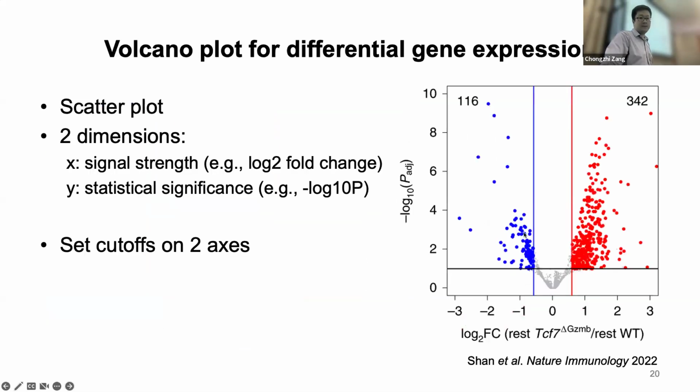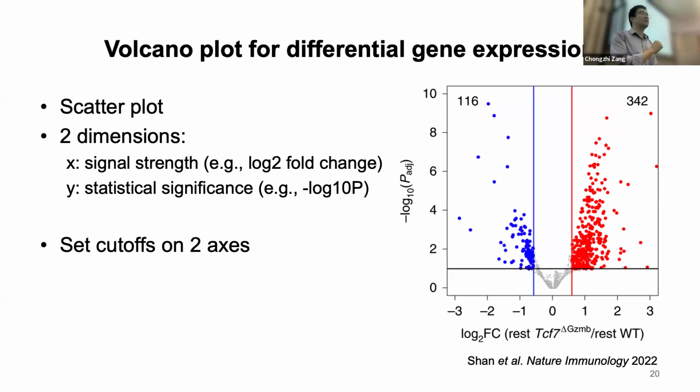Another type of plot that we usually see when representing RNA-seq, especially differentially expressed genes from RNA-seq analysis, is called a volcano plot. The volcano plot is just like a volcano explosion. There are two sides, usually with a valley in between. First, it's a scatter plot, and each data point usually represents one gene.